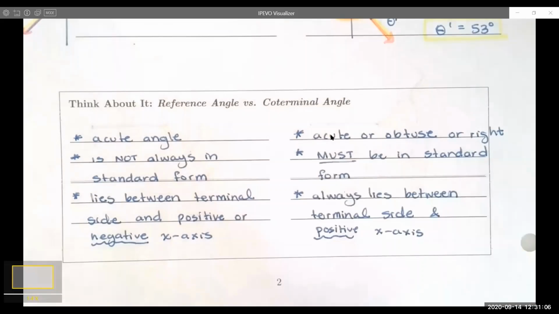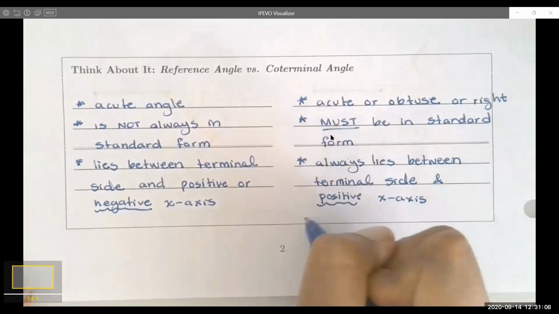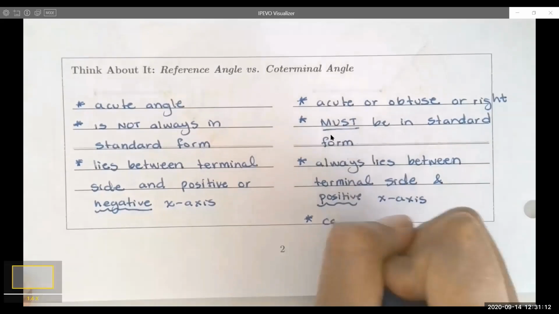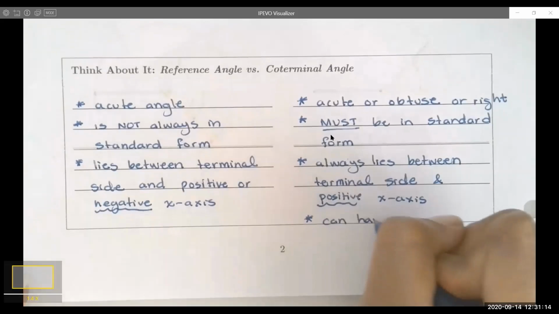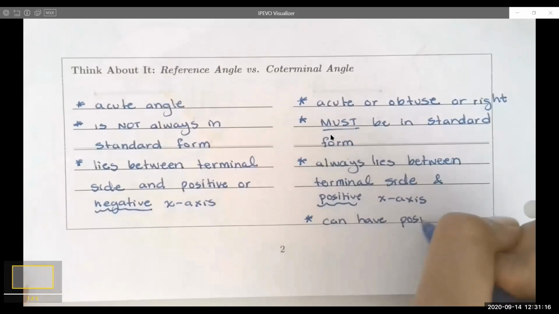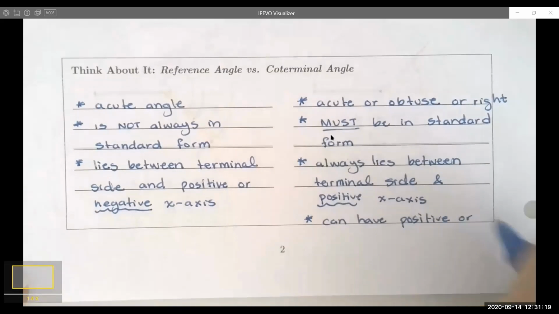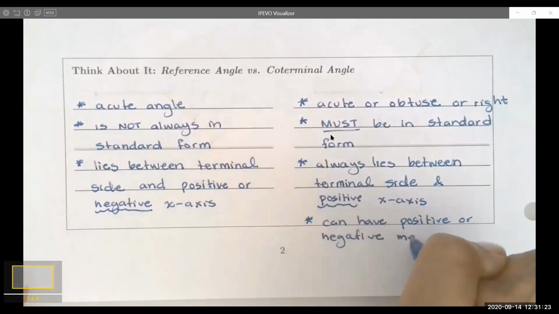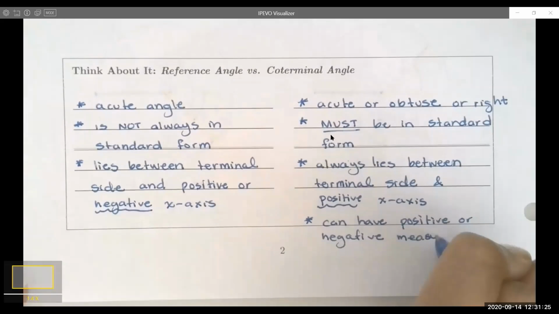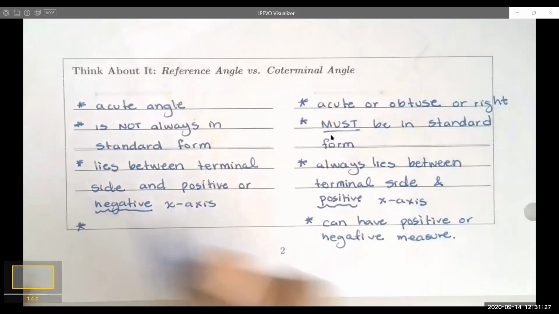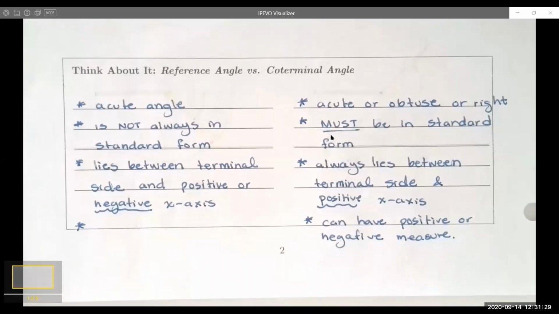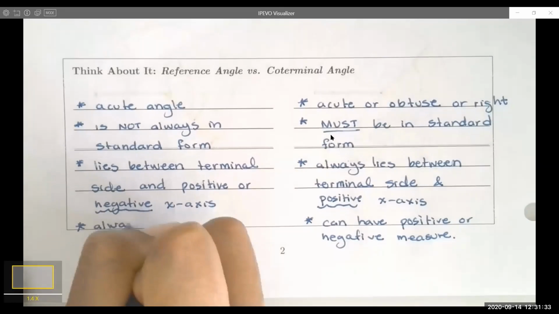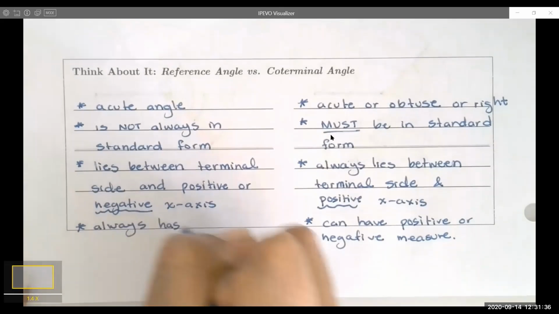Here's another difference. A coterminal angle can either be positive or negative, so it can have positive or negative measure. While a reference angle is defined to always be positive, so it always has positive measure for the reference angle.